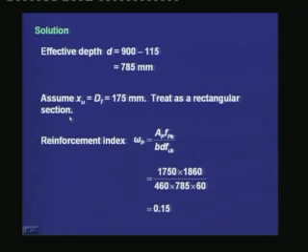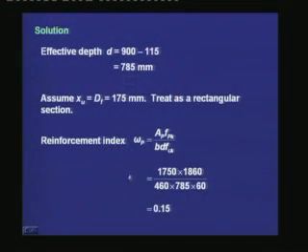Next, we are assuming the depth of the neutral axis equal to the depth of the flange to check whether the section will behave as a rectangular section or as a flange section. Now, once we assume XU is equal to DF equal to 175 millimeter, we can treat the section as a rectangular section.